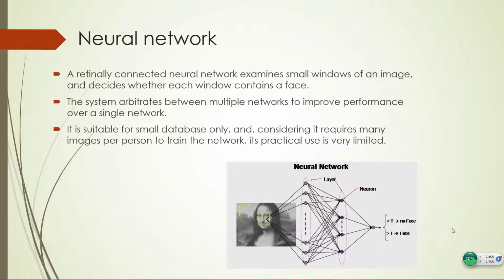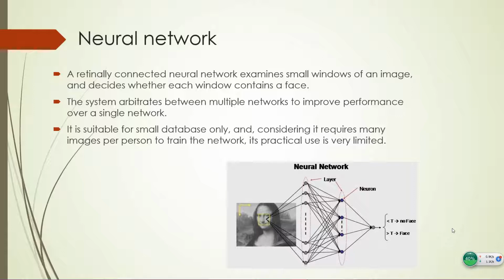The second one is neural network. A retinally connected neural network examines small windows of an image and decides whether each window contains a face. The system arbitrates between multiple networks to improve performance over a single network. It is suitable for small databases only, and considering it requires many images per person to train the network, its practical use is very limited.